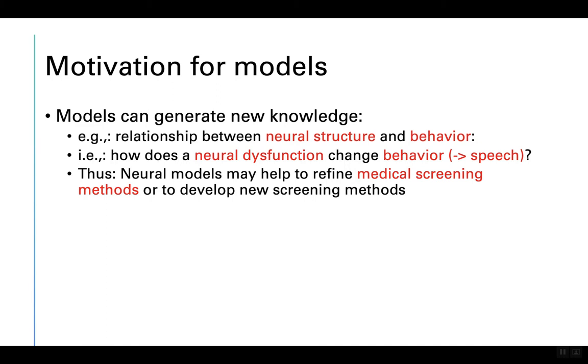So, of course, models can generate new knowledge, for example concerning the relationship between neural structure and behavior. That means we can use an avatar in which the brain is a part and look at how this avatar is behaving. And that means, in consequence, we can see how neural dysfunctions change behavior, because the model defines the neural function, and so we can define in detail the neural dysfunction. This helps us in, for example, refining medical screening methods or in developing new screening methods.